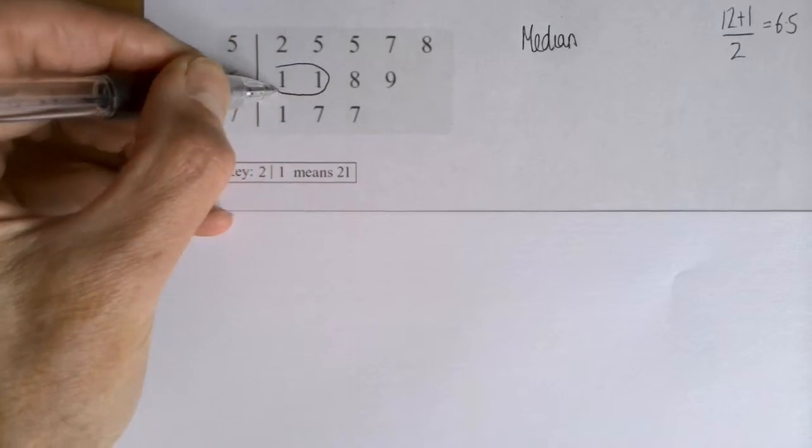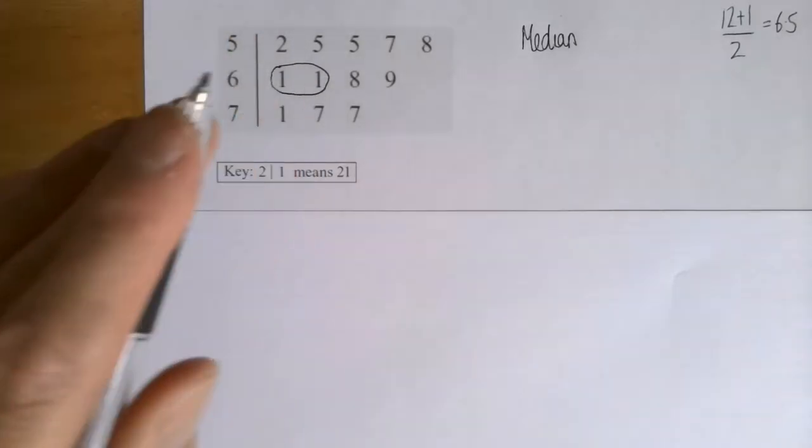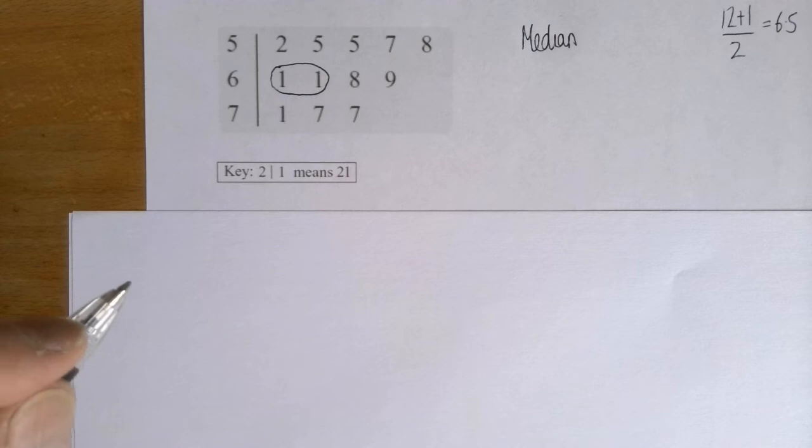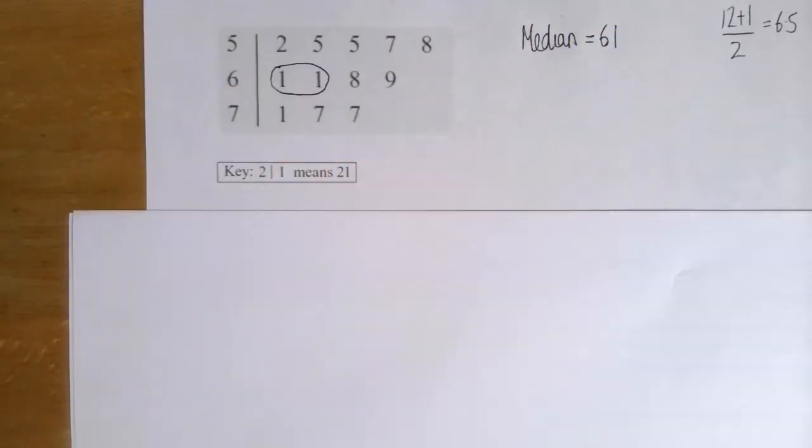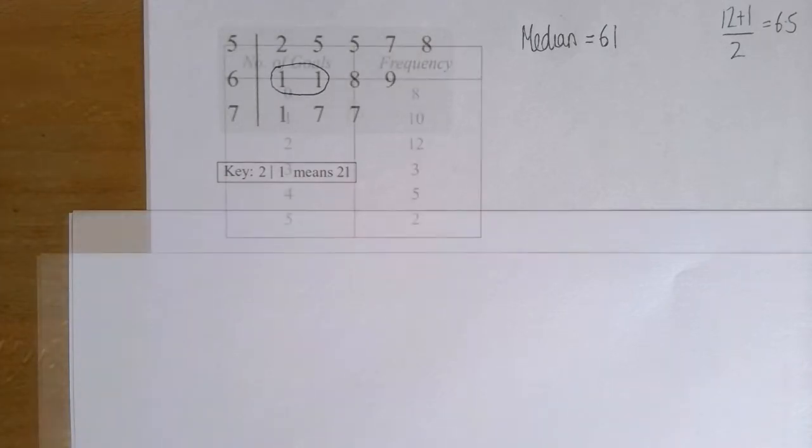So it's between not 1 and 1, but 61 and 61. And well, they're both the same. So halfway between 61 and 61, it's just 61. So I don't know what this data is, but the median of this data is 61.